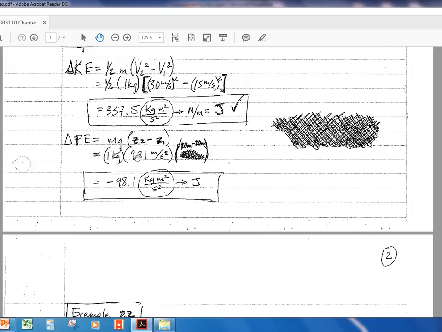So we have 1 kilogram times 9.81, and our change in height is 10 meters minus 20 meters. So we end up with a change in potential energy of negative 98.1. And so again, kilogram meter squared per second squared is equal to a joule.